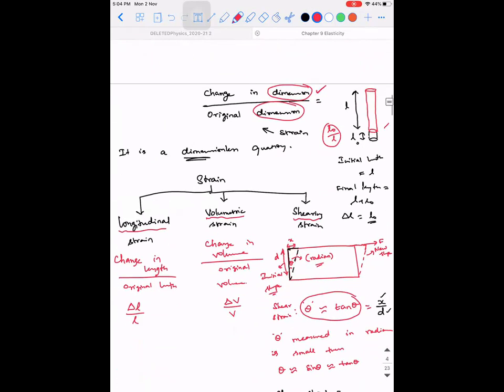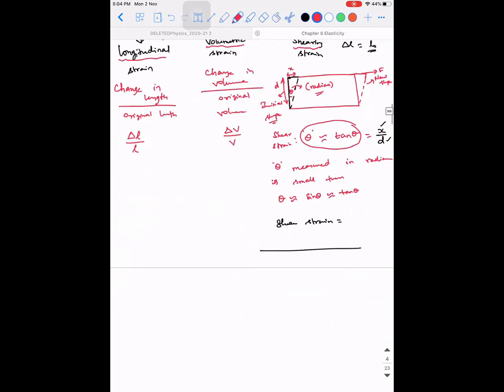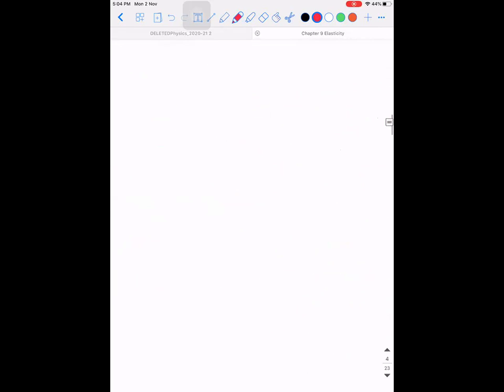Similarly, I explained another important term which is called strain, which is defined as the ratio of change in dimension to the original dimension. Then we saw the different types of strain, which are longitudinal, volumetric, and shearing strain. So these are all the concepts we have already seen. The continuation of this is something called elastic limit. So write down. The next term we are going to discuss is elastic limit.